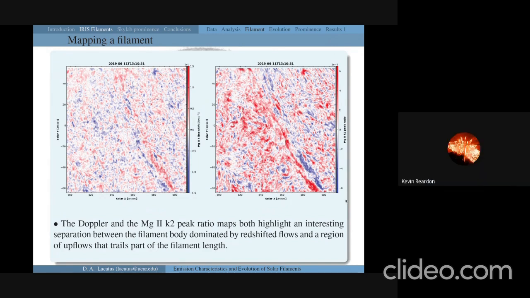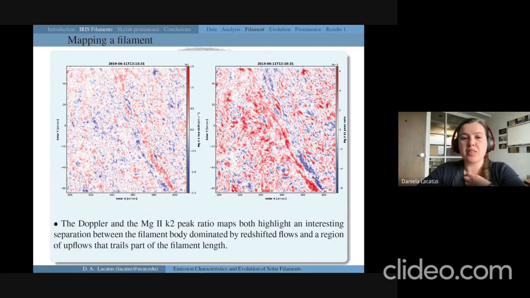Is that just because when the line core is shifted, it ends up lowering the peak? If it's shifted, say, to the blue, it'll lower the blue peak, so then the red peak is higher. So that peak ratio maybe doesn't really, it's hard to relate directly to a velocity, right? It just shows more structure than the Doppler shift. That's why I'm showing it.